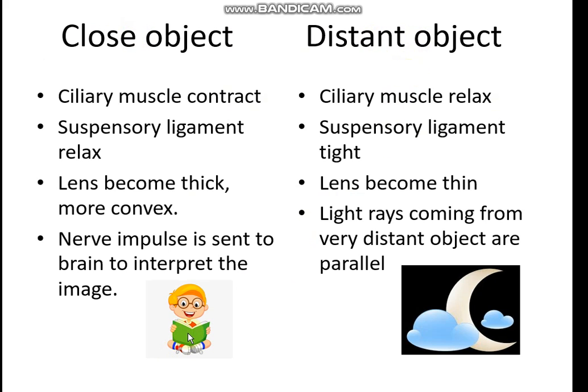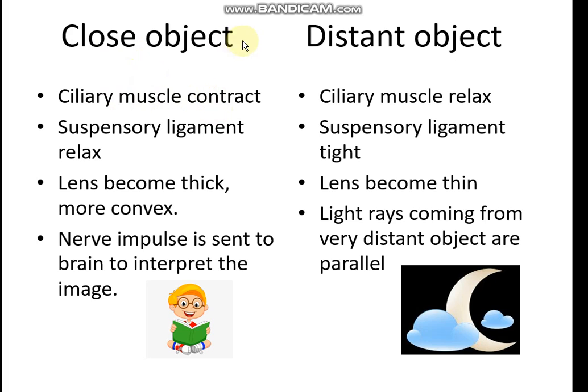When we are looking at a close object, like reading a book or drawing, the ciliary muscles will contract, the suspensor ligament will relax, and the lens will become thick or more convex. As a result, the image is focused onto the retina. For a close object, I gave you a hint as well: C, C and C. First C was for close, second was for ciliary, and third was for contract. It means that when we are looking at a close object, the ciliary muscle will contract.